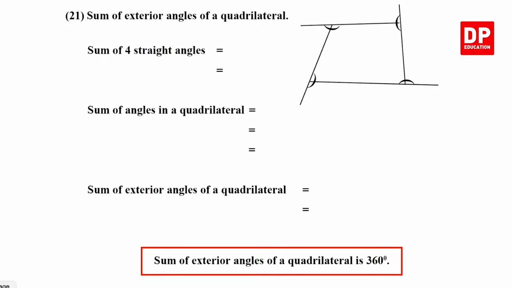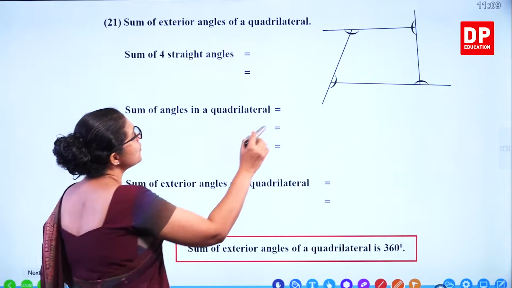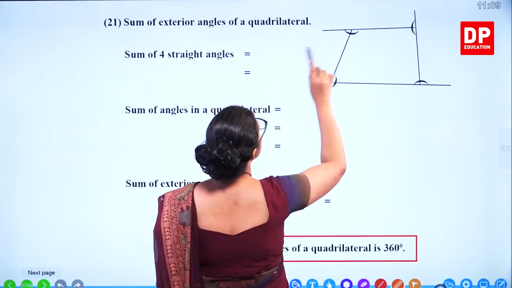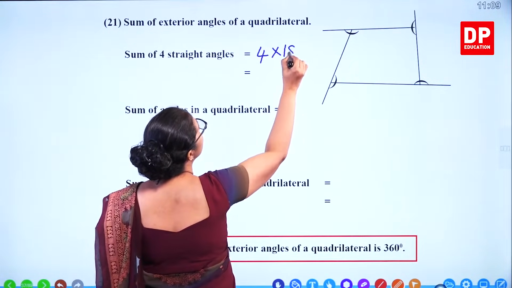We'll take the quadrilateral. There are 4 straight angles, so 4 times 180 altogether.